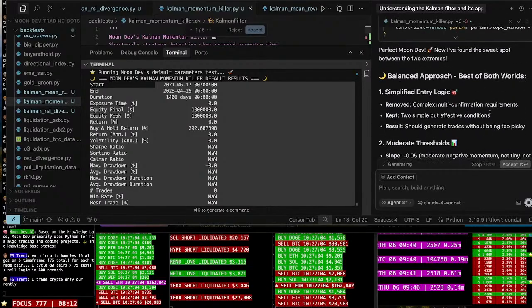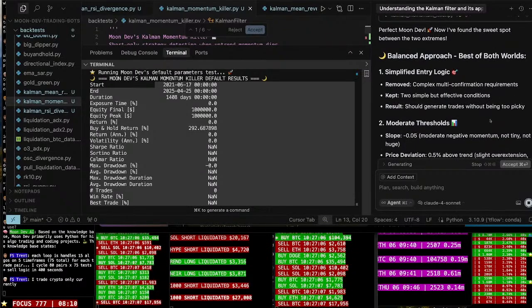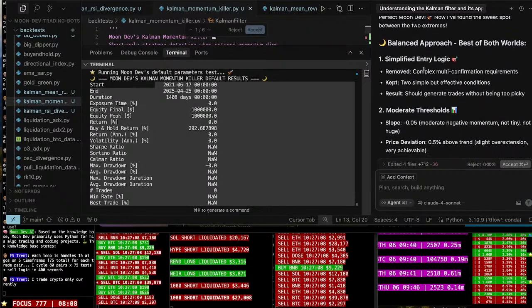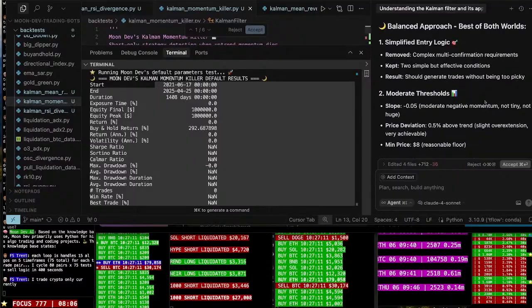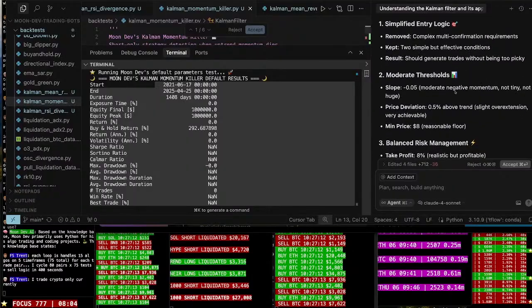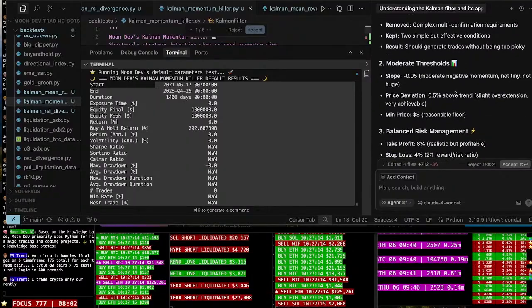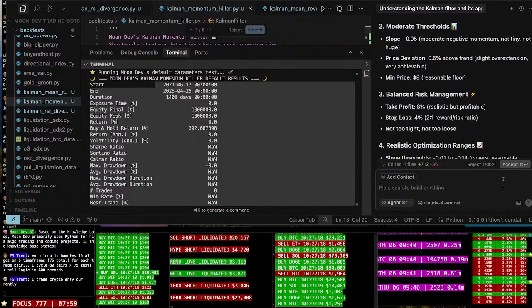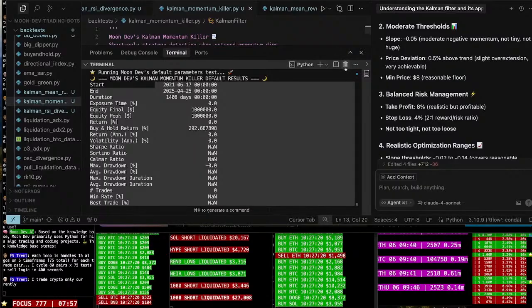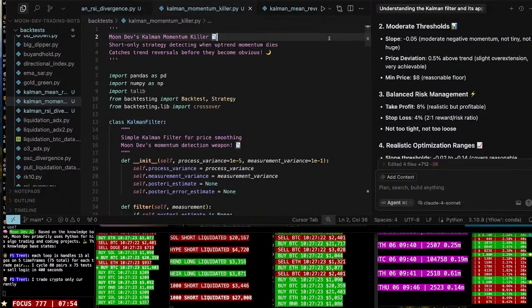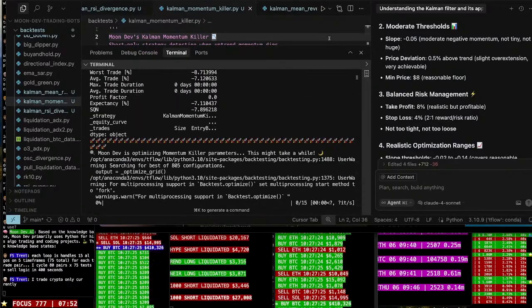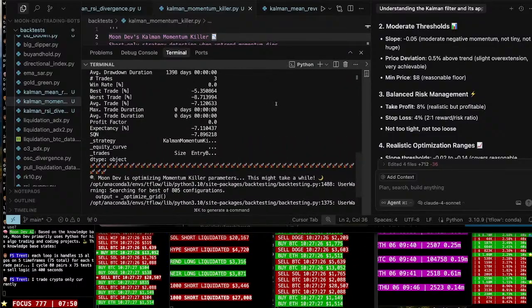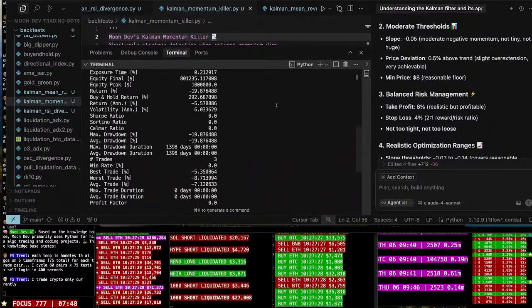So what did it do? Balanced approach, best of both worlds. Removed complex multi-confirmation requirements. Two simple but effective conditions. Should generate trades without being too picky. Moderate thresholds. Okay, still poor. Still poor.